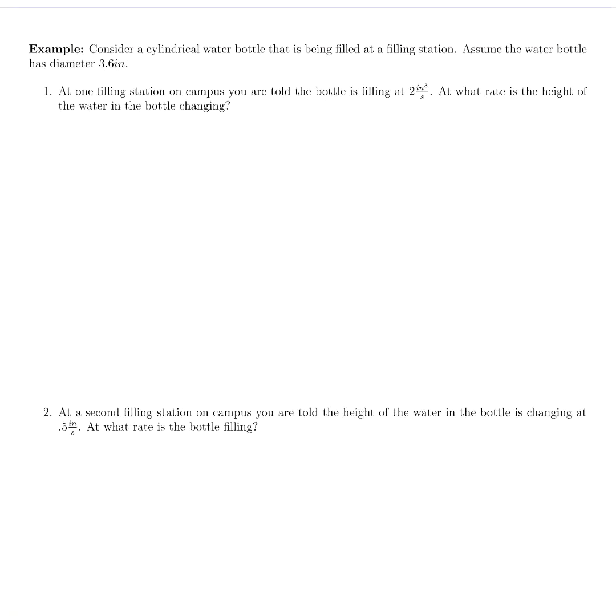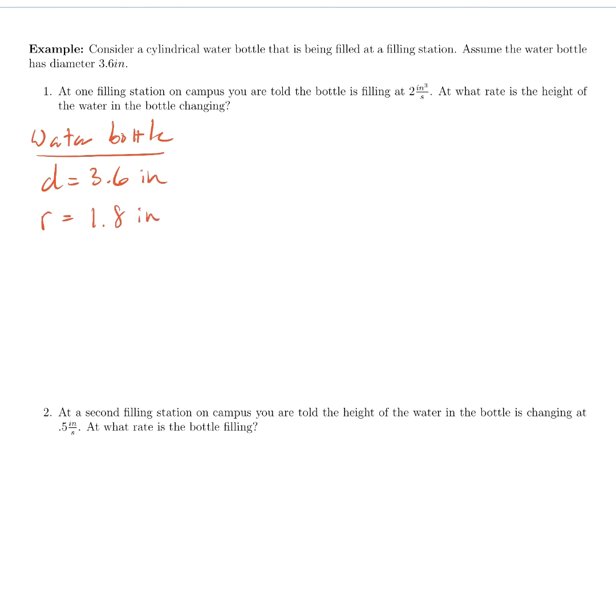Here's their second example. Consider a cylindrical water bottle that is being filled at a filling station. Assume the water bottle has diameter 3.6 inches. Okay, so what do we know about our water bottle? All we know is that the diameter is 3.6 inches, and I guess that would tell me then that the radius, half of the diameter, is 1.8 inches.